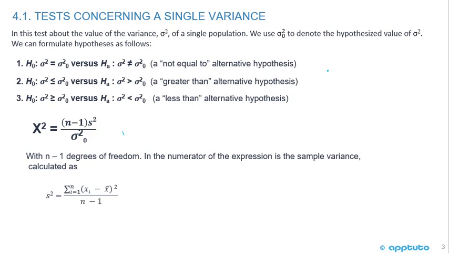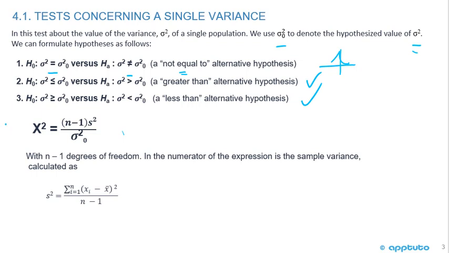In this test about the value of the variance of a single population, we use σ₀² to denote the hypothesized value of the variance. So we can formulate three hypotheses again as follows. The first one, the null hypothesis that the variance equals the population variance, versus the alternative hypothesis that it does not equal. So that's a not equal hypothesis. That'll be the two-sided. Number 2, we can look at the null hypothesis that the variance is less than or equal to the population variance, versus the alternative hypothesis that it's greater than. So that's a greater than hypothesis. And finally, we have the less than hypothesis.